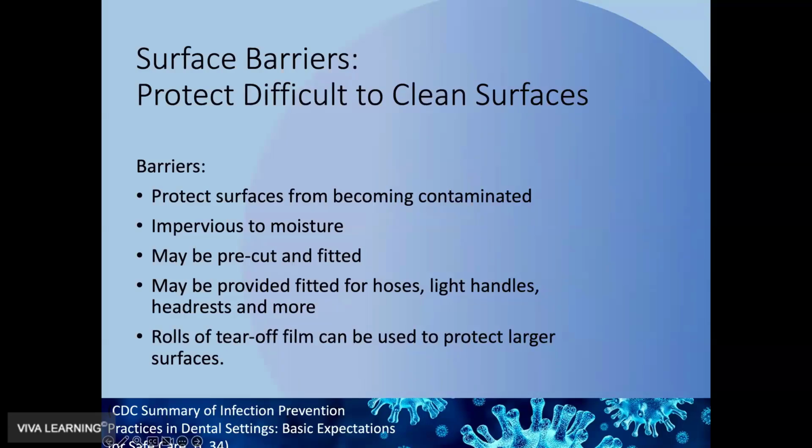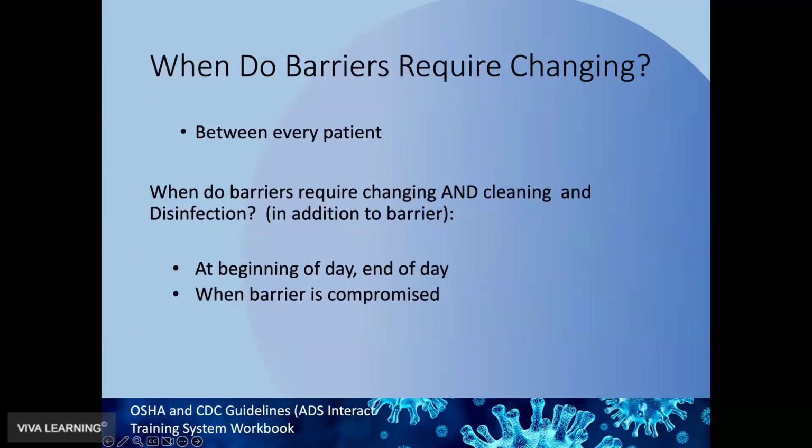We talked a little bit about surface barriers, but let's go into that a little bit deeper. Barriers protect surfaces from becoming contaminated. They are impervious to moisture. They may be pre-cut and fitted to the surfaces that you intend to cover, and it's best to use barriers that are intended and fabricated for that purpose. They can be provided for hoses, light handles, headrests, and more. There are tear-off films that can be used to protect larger surfaces as well.